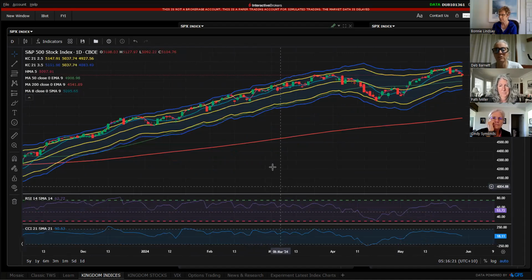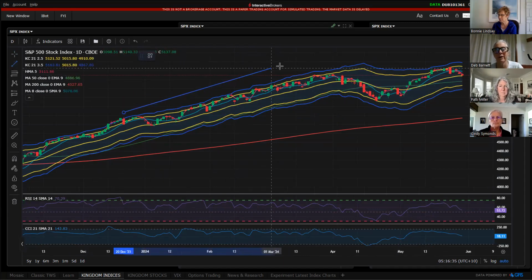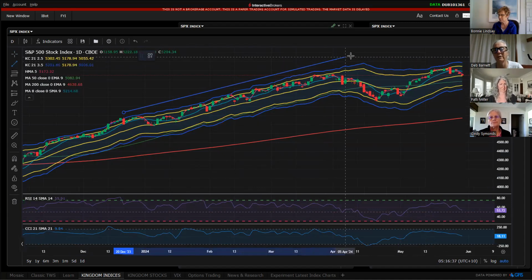But if we go here, you can see that on the daily, if we were to draw the trend line, right? This is kind of what it's doing. Everyone see my blue line? Yep.